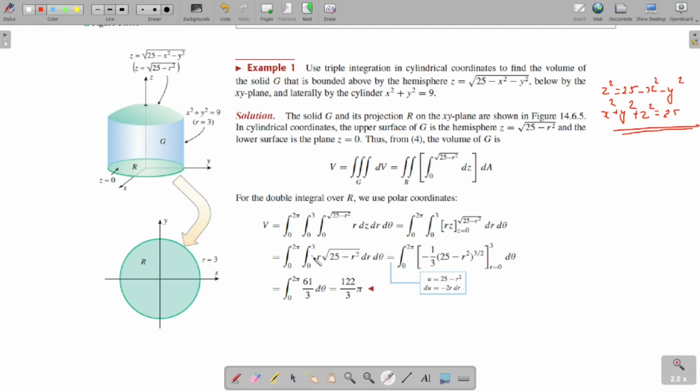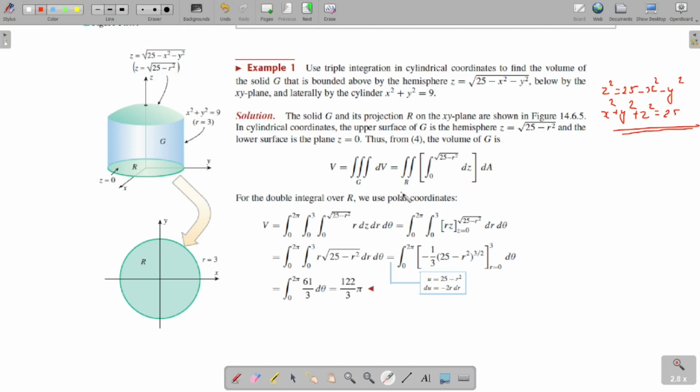Okay, now we have to locate the limits of z, r and theta. How can you find the limits of z? For that, we are considering the lower part and the upper part of the solid. Here it is given that the solid is bounded above by this hemisphere. So our upper limit is z equal to this one, root of 25 minus x square minus y square. And you know x square plus y square is r square. So you have root of 25 minus r square. That is the upper limit. And the lower limit is actually the xy plane, that is z equal to 0. So you have the limits of z here, 0 to root of 25 minus r square.